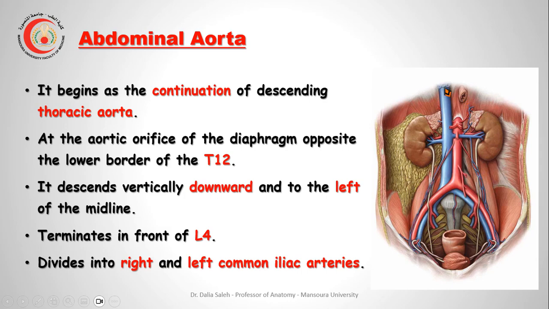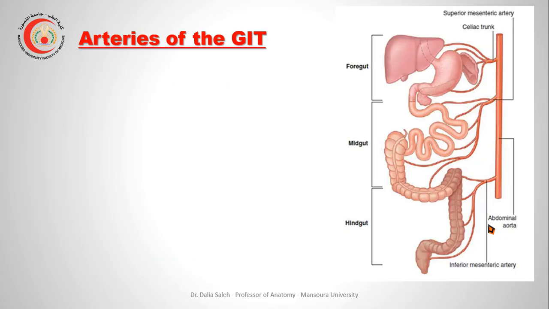So if we want to label this picture, we have here the diaphragm. This is the inferior vena cava opening, the esophageal opening, and here is the aortic orifice. So this is the abdominal aorta. It lies to the left of the inferior vena cava. At the level of L4, it divides into right and left common iliac arteries. The arteries of the gastrointestinal tract are three single branches that arise from the front of the abdominal aorta. Namely, we have the celiac trunk, the superior mesenteric artery, and the inferior mesenteric artery.